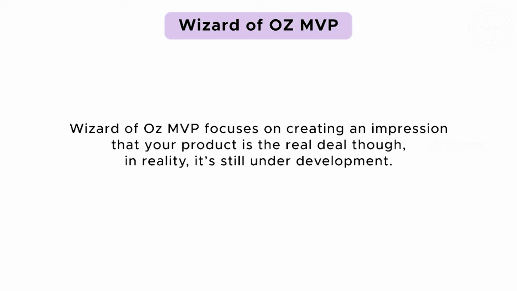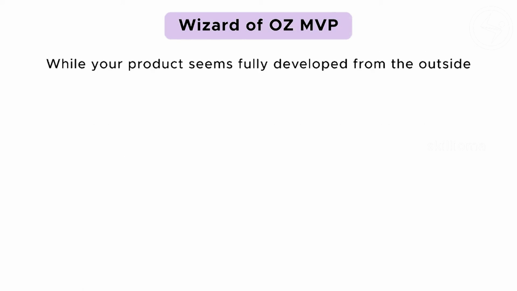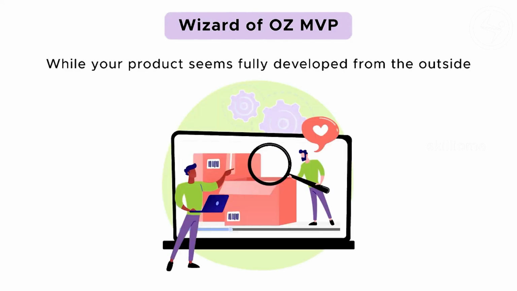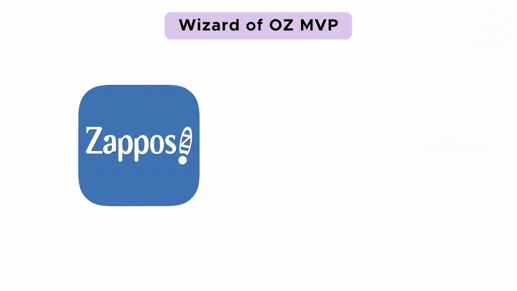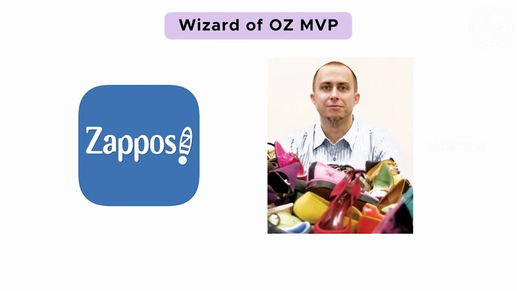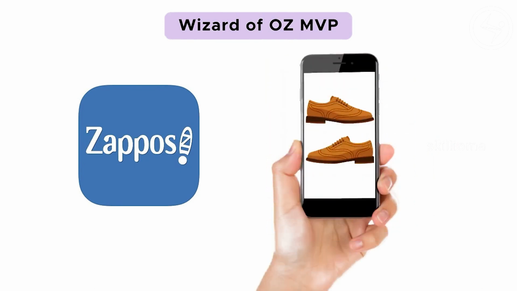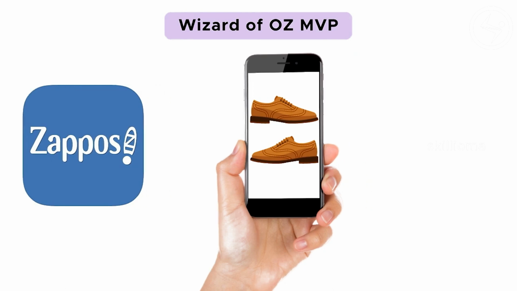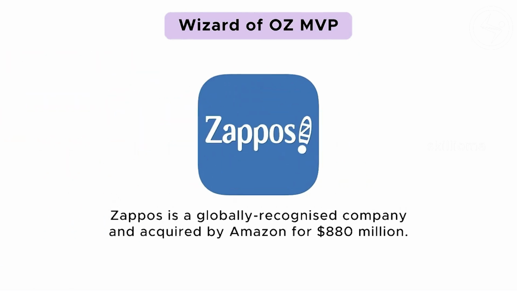A Wizard of Oz MVP is a strategic way to test a startup that provides services of any kind, from catering to flower delivery. While your product seems fully developed from the outside, you pull all the strings behind the scenes after receiving orders. One of the best examples of this MVP is Zappos, whose founder, Nick Swinmurn, clicked pictures of shoes at some brick-and-mortar stores and posted them online to figure out if people wanted to purchase shoes without trying them on. And today, we know Zappos is a globally recognized company and was acquired by Amazon for $880 million.